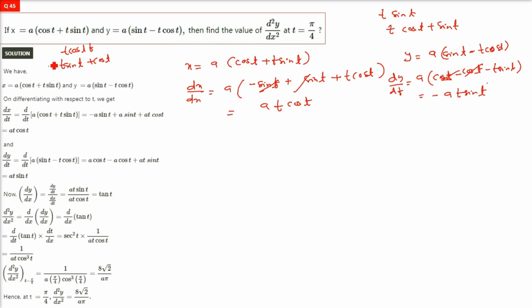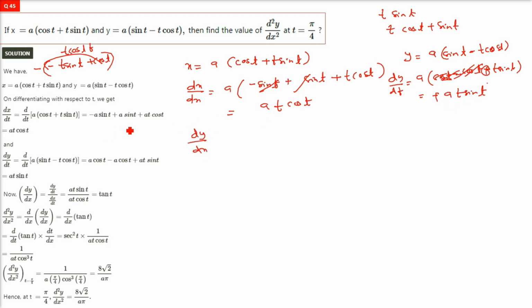So finally, dy by dt. In this, a cos t and a cos t, or you can call cos t and cos t, can be cancelled, and we have t sin t remaining with a, so it will be positive. dy by dt is a t sin t. So both of these, dx by dt and dy by dt, have been computed. dx by dt is a t cos t, dy by dt is a t sin t.